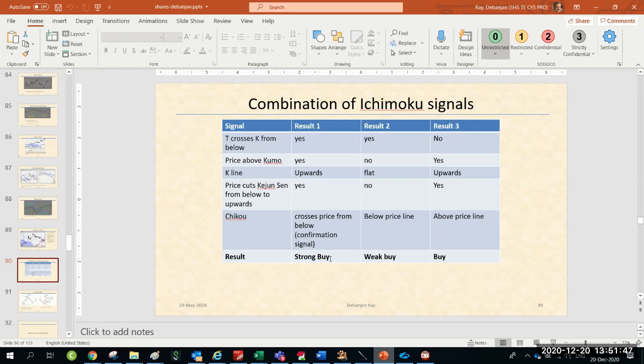You can program this in charting.com, all these conditions actually. I have not programmed it. I'm planning to program it during the Christmas holidays. Then it is a strong buy signal. And also let's check one more.